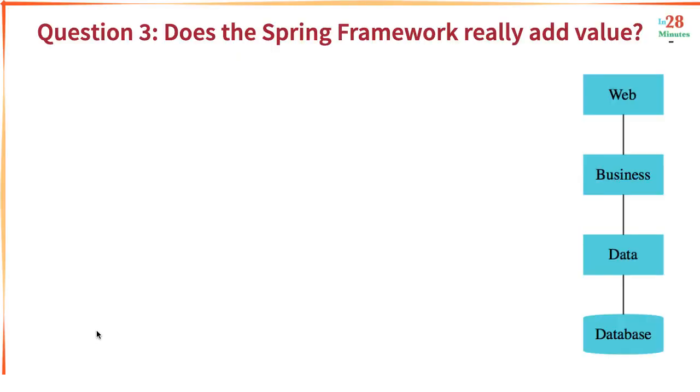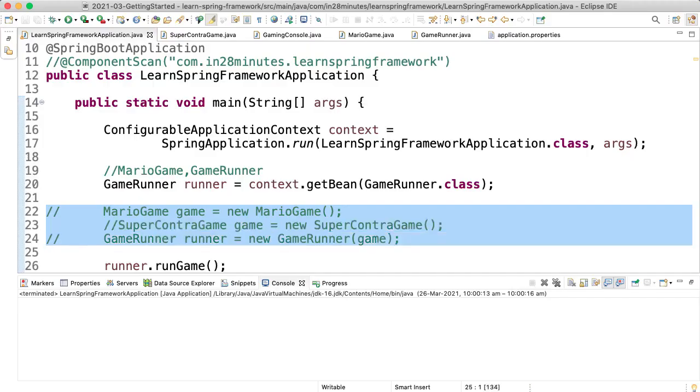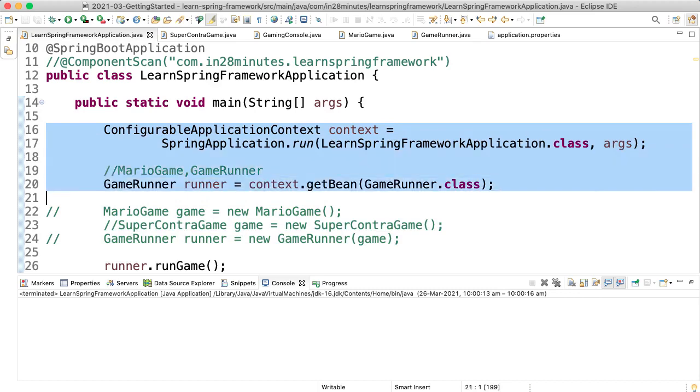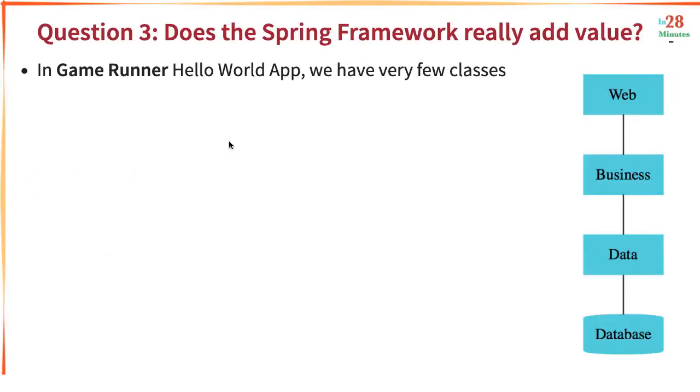Welcome back. After understanding the terminology, let's try and figure out another important question. Does the Spring Framework really add value? We had 3 lines of code earlier, and now we have a little bit more complex code. Does this really add value? In the Game Runner Hello World app, this is kind of a Hello World app, right? So a very, very simple app. We have very few classes.